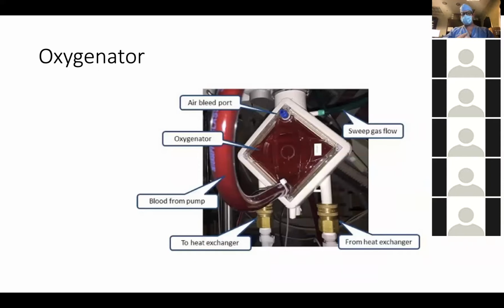So blood's going to go in from the pump. It's going to get oxygenated and then return back to the body. It's also connected to a heat exchanger, so you're able to control the patient's body temperature pretty effectively with ECMO. There are some other ports here as well that are important for troubleshooting.